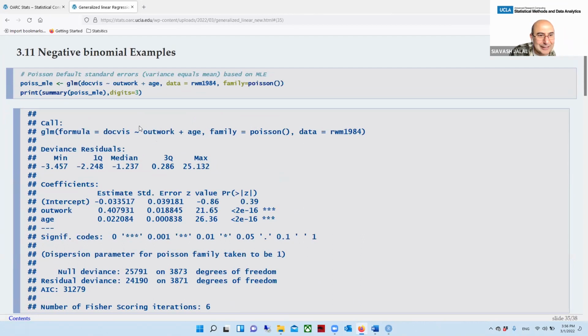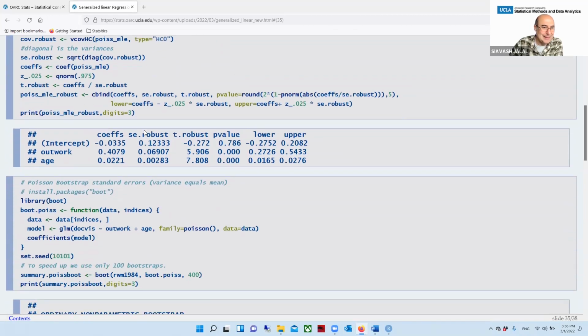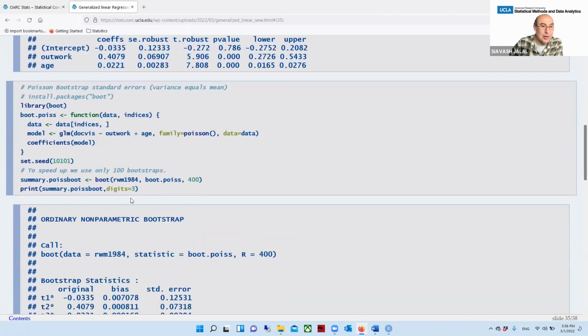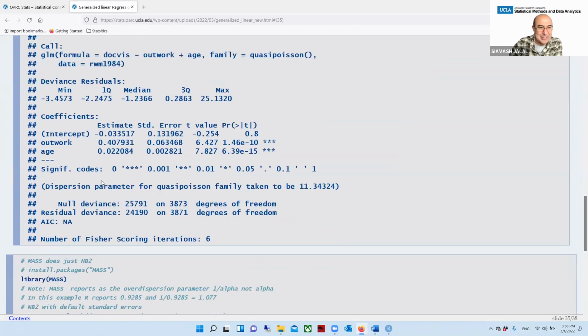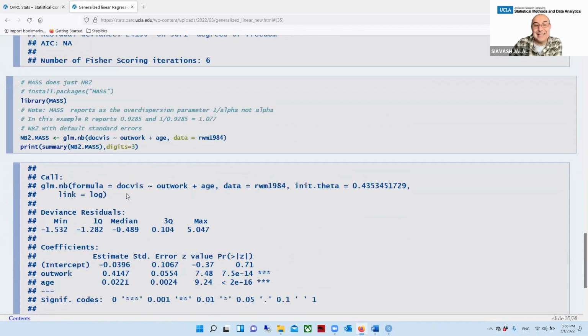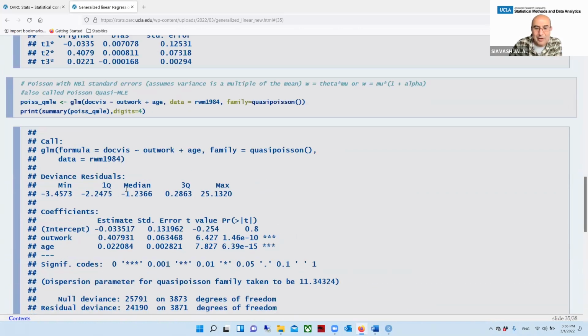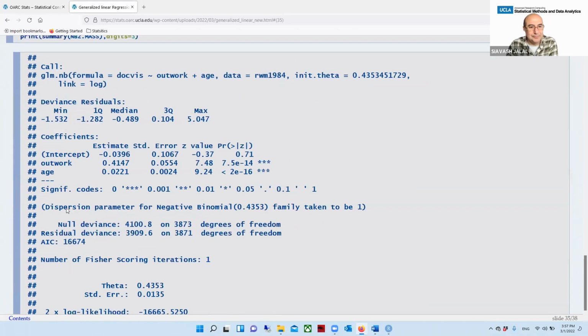If you want to run the negative binomial, there is GLM, but you can use package MASS. Oh, there is a bootstrap standard error. Yeah, you can use package MASS, which has glm.nb, that is the negative binomial model. But there are different types of negative binomials, but this is the actual negative binomial, I think.